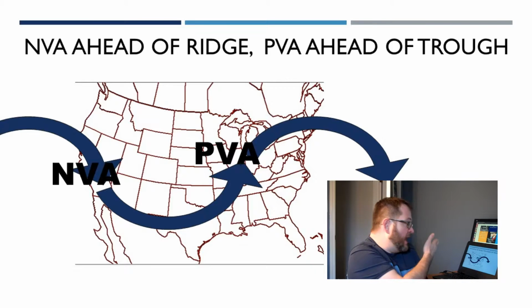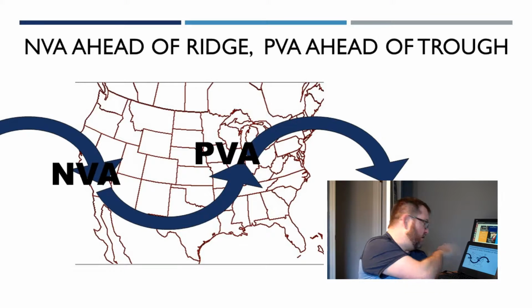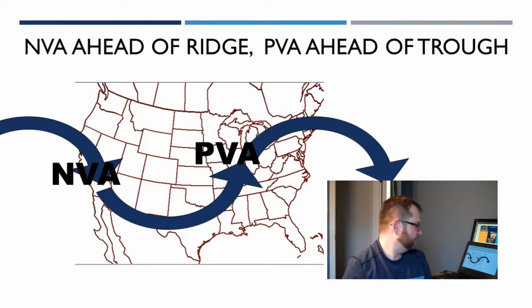And for that matter, the area ahead of the next ridge or behind the next trough is an area of negative vorticity advection. It is bringing air that has less relative vorticity, in fact negative relative vorticity, toward an area that has no relative vorticity. So we have an area of negative vorticity advection, or NVA, and an area of positive vorticity advection, PVA. And they're not in the trough, and they're not in the ridge, they're between the trough and the ridge. Alright?